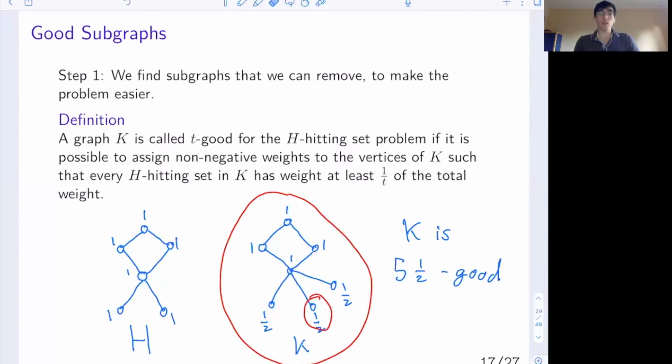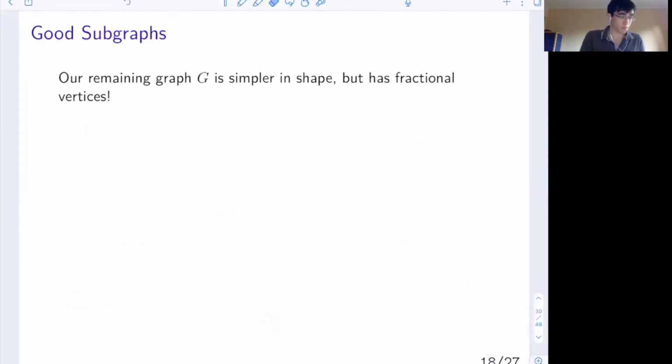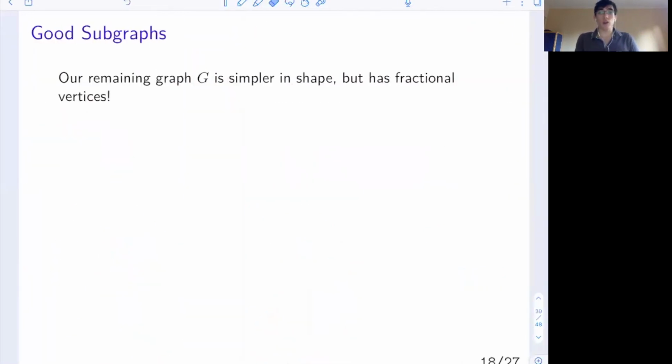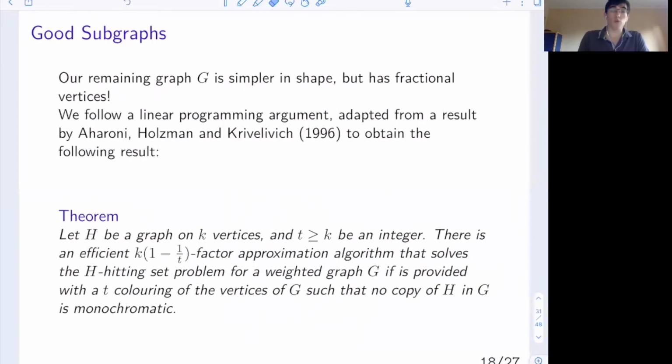Now we are able to safely remove all copies of H inside of our initial graph G and still maintain a 5.5 approximation. We will now note that our remaining graph G is certainly simpler, but has fractional vertices because we're removing fractional copies of K, or fractionally weighted copies of K. Thankfully, we have some powerful tools in linear programming that allow us to reduce problems from fractional.